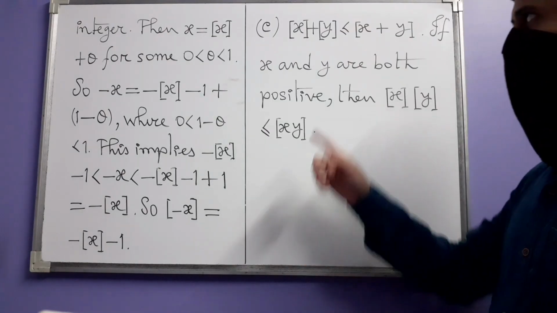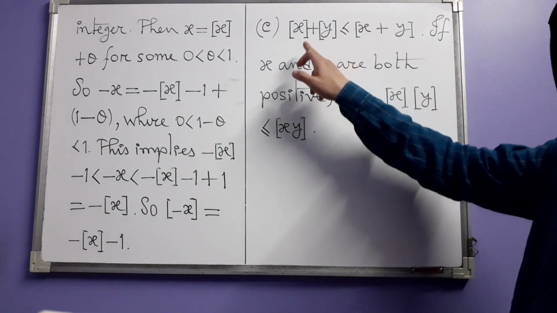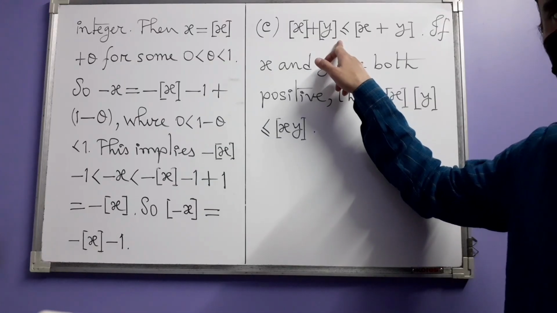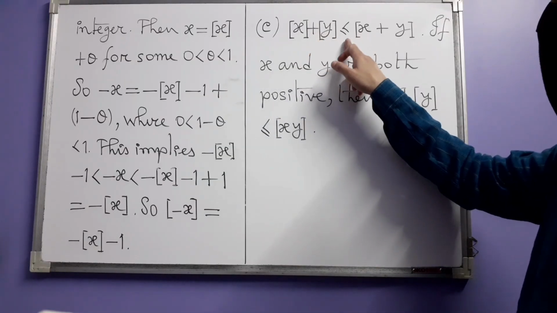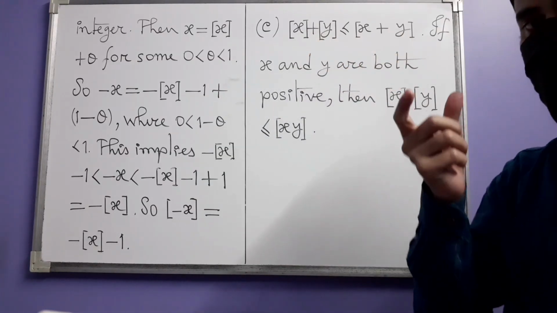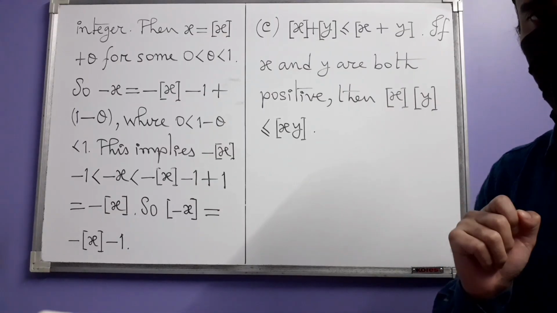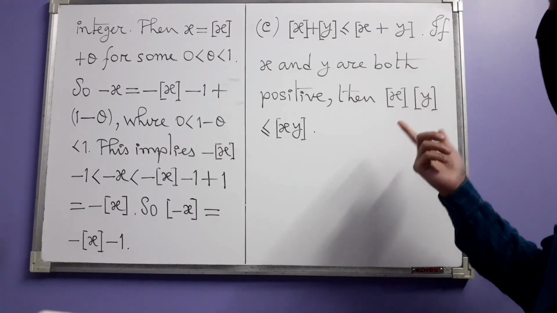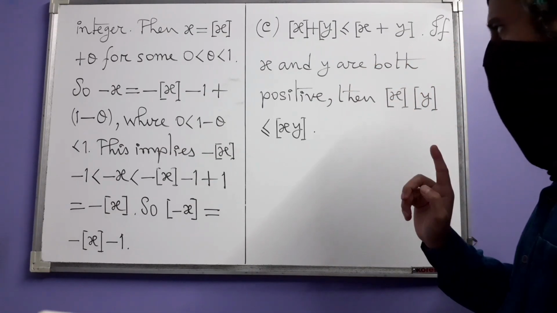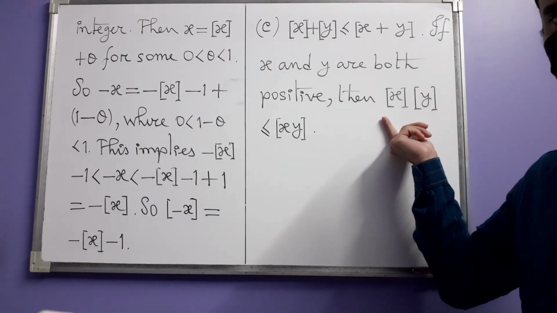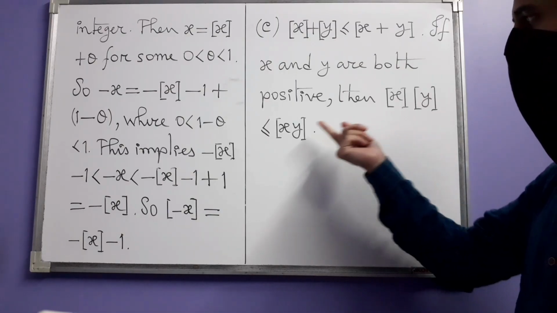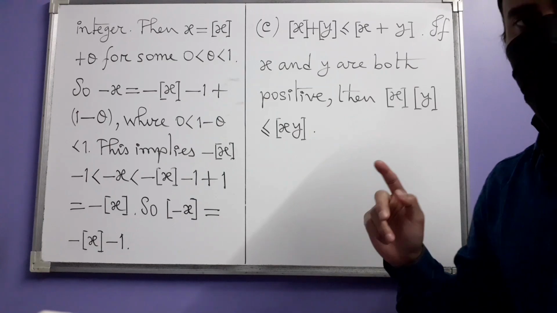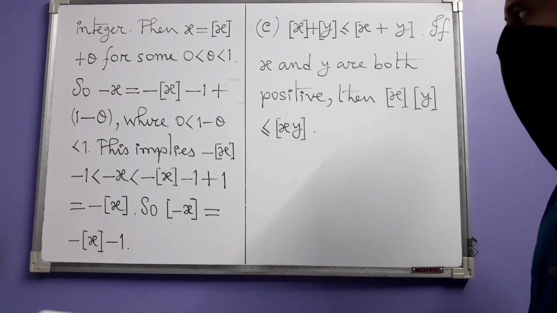Next let us see part C, where we have to prove that the sum of the greatest integer values of x and y is less than or equal to the greatest integer value of their sum x plus y. And additionally, if x and y are both positive, then the product of their greatest integer values is less than or equal to the greatest integer value of their product.